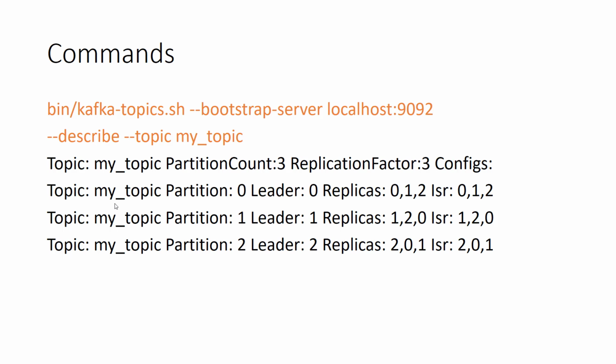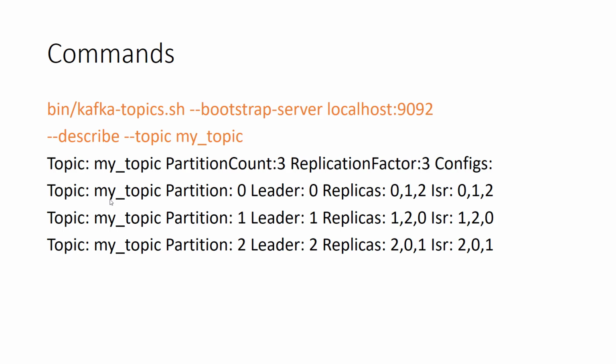In the first line, you can see partition 0, which is specified with leader 0, replicas 0, 1, 2, and ISR 0, 1, 2 as well. So what do these variables actually mean?